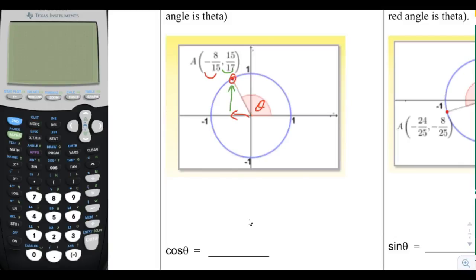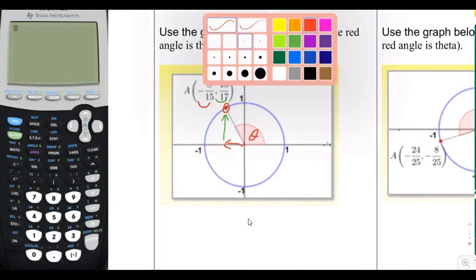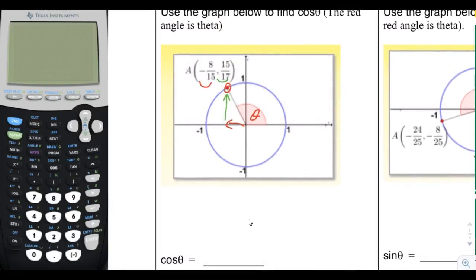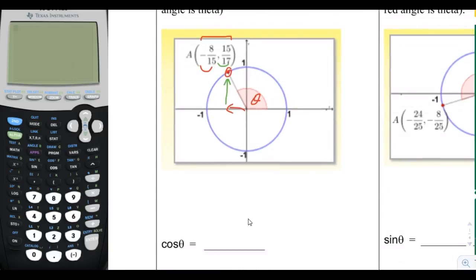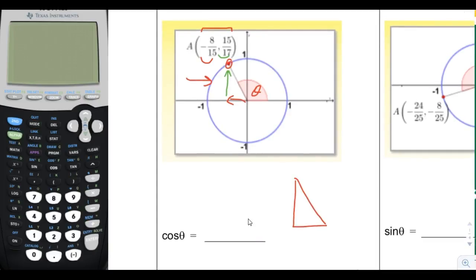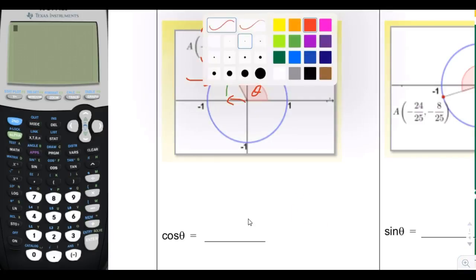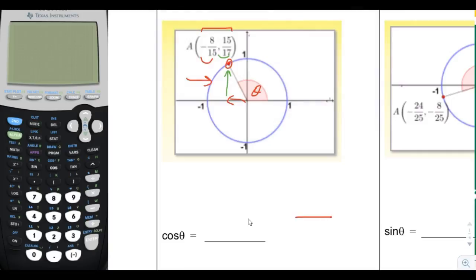Okay, let's figure out which is the cosine of theta. The way we do that is we look at these two coordinates. We look at this triangle. Let me draw the triangle in a different color. I'm going to draw the x-coordinate here as red, the y-coordinate as green, and the hypotenuse as black. This is the right triangle.